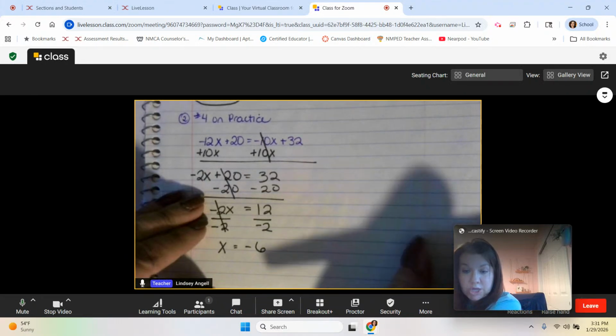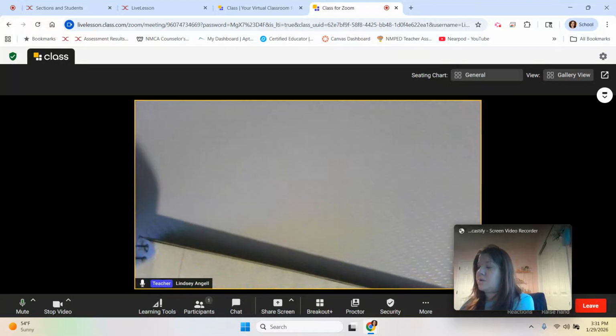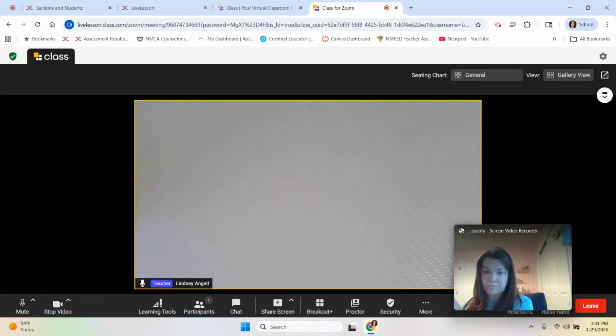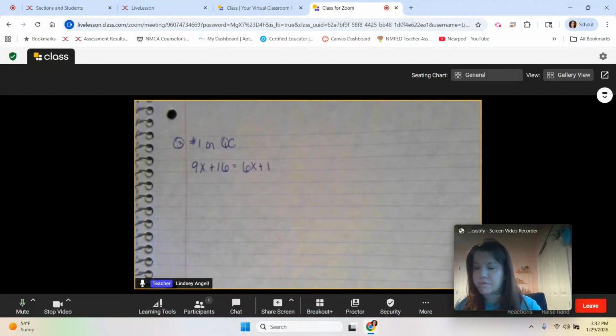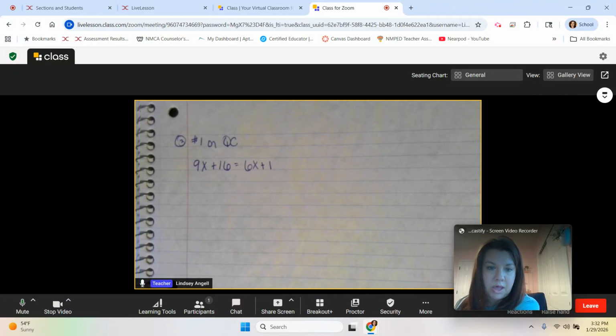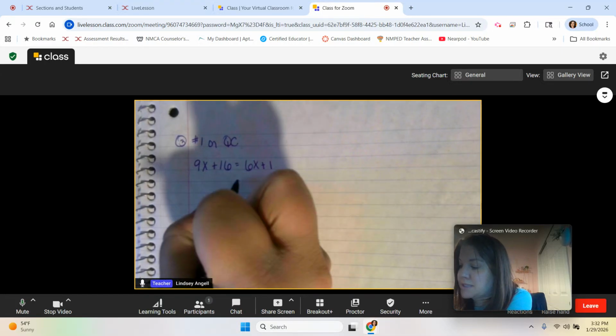Again, you can check your work by plugging it back into the original equation. The final one that I'm going to do today, which all of them have a very similar structure, okay? So hopefully just the rhythm of it and doing it over and over again will really help. This is number 1 from your quick check. We've got 9x plus 16 equals 6x plus 1. Again, I like my variable to be on the left. That's not a requirement, okay? But that's the method that I'm going to use.